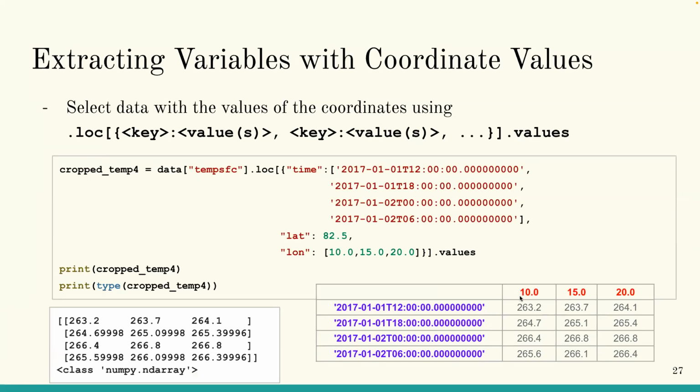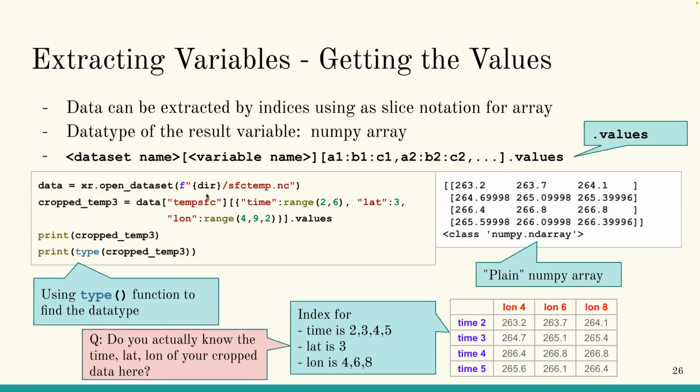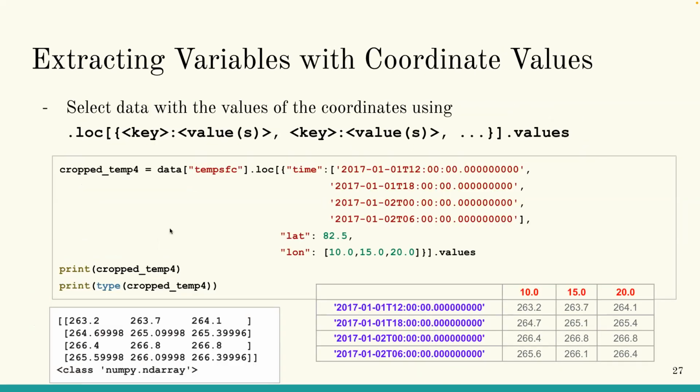For example, I want to read the longitude 10 to 20 with a step of 5. It turns out that you can do that by adding this .loc in here. There's no .loc in the previous slide, right? This loc means location. So it's going to help you to use human language to read your data. Here you actually know the latitude, the times and the longitudes that you want. You don't need to know the indices anymore.